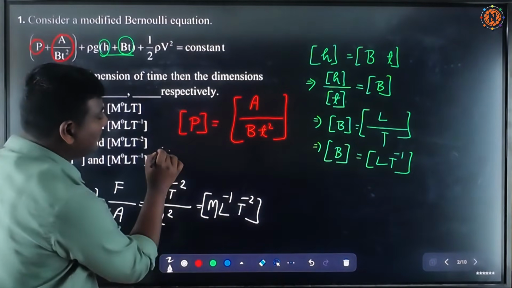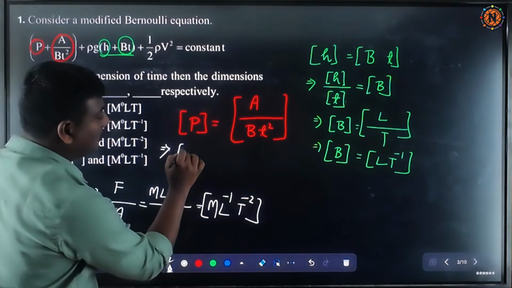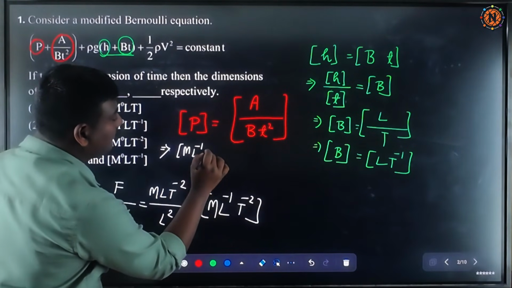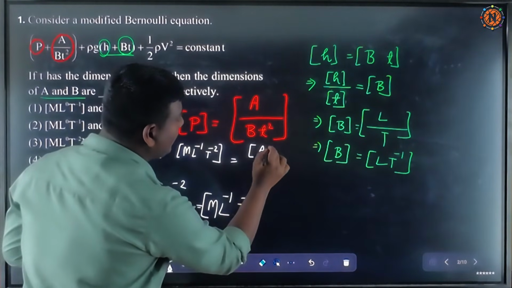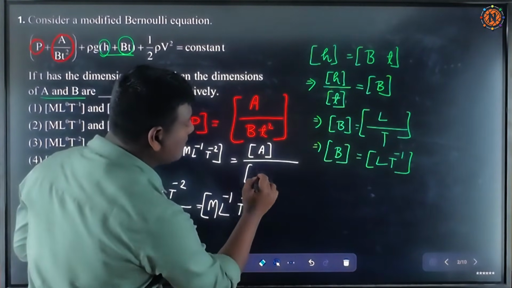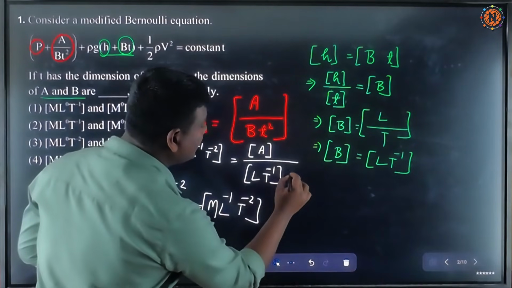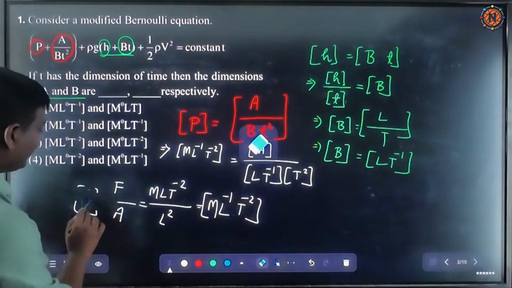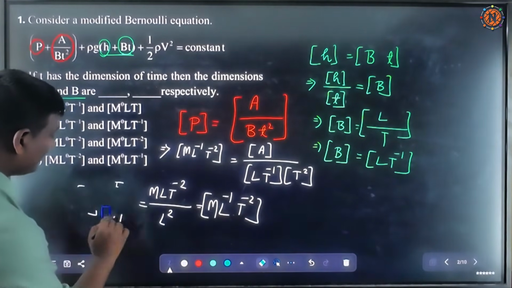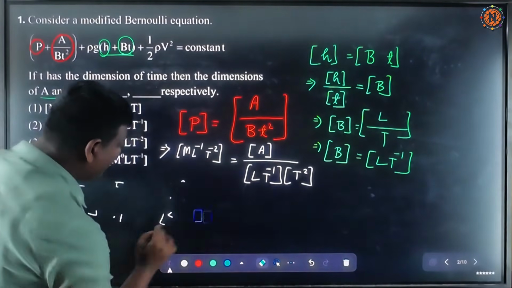From this equation, the dimension of pressure will be ML minus 1 T minus 2. Okay, and the dimension of A we need to find, the dimension of B we already got, LT minus 1, and the dimension of T square is capital T square. So now solve this equation and you will get the dimensions of A.